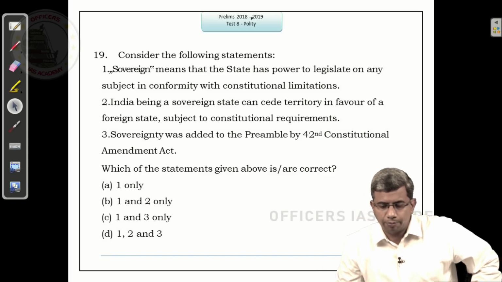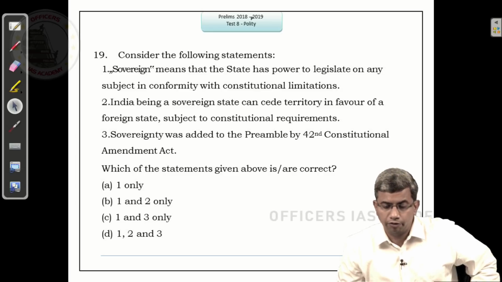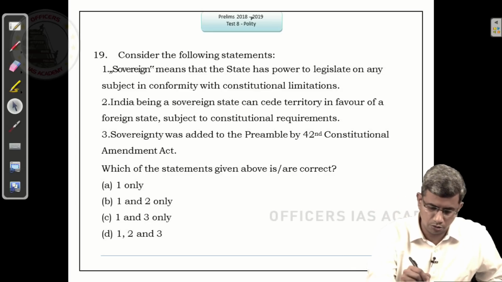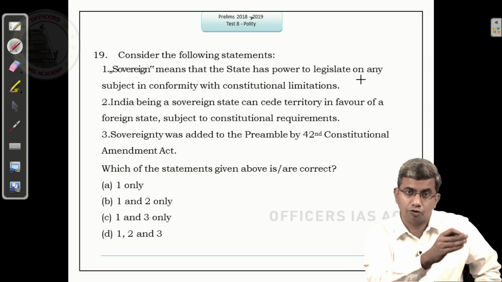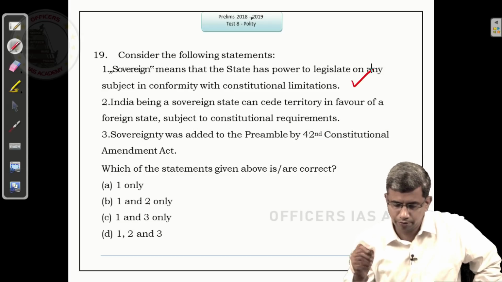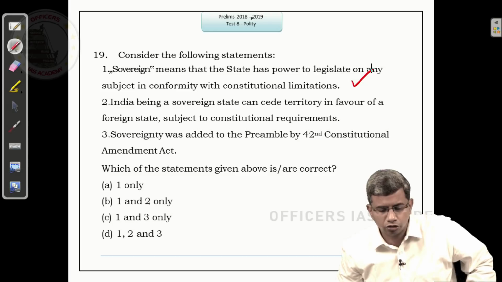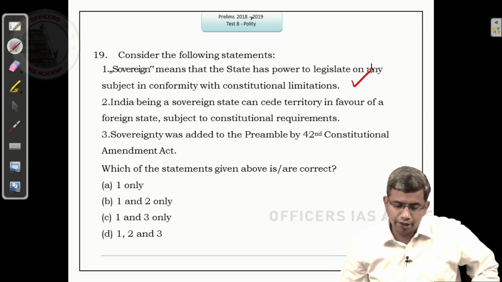Sovereign means the state has the power to legislate on any subject in conformity with constitutional limitations. Yes, that is what sovereign means. Our parliament is sovereign for enactment, of course subject to the basic structure of the constitution. India being a sovereign state can cede territory in favor of a foreign state subject to constitutional requirements.